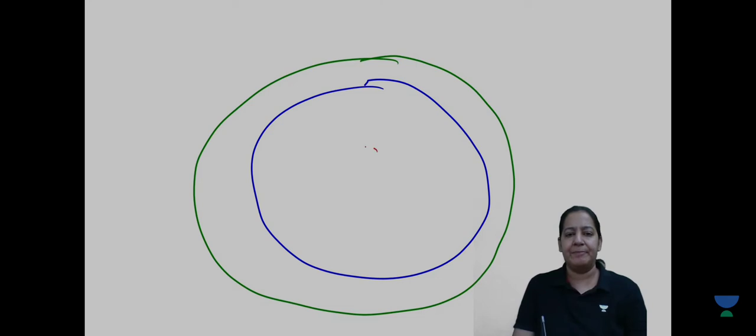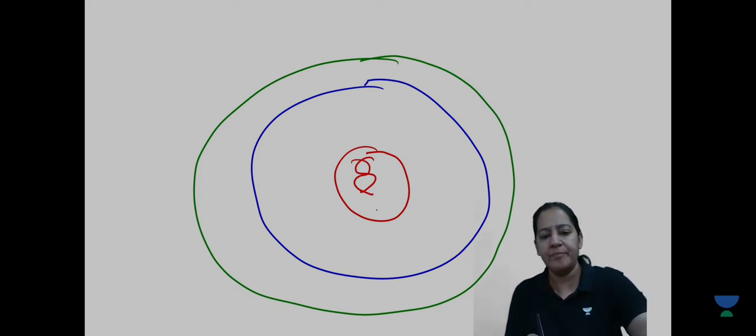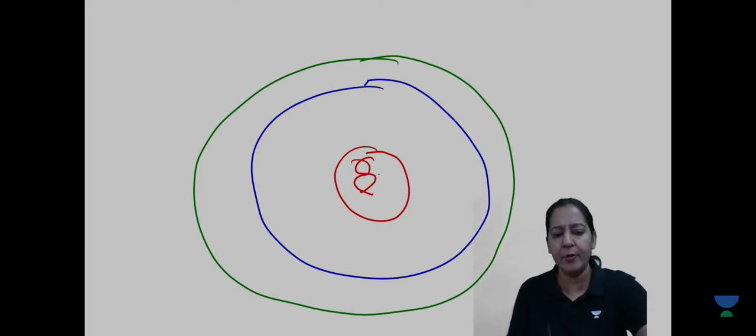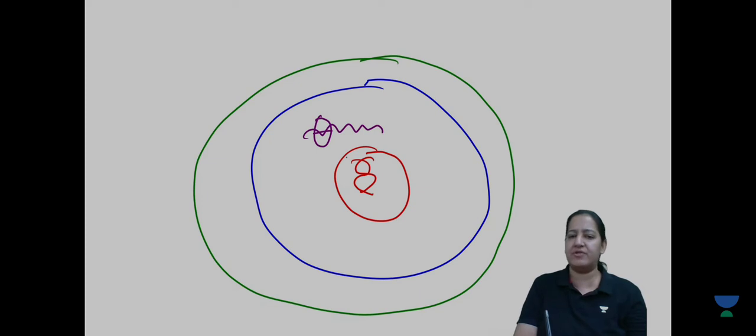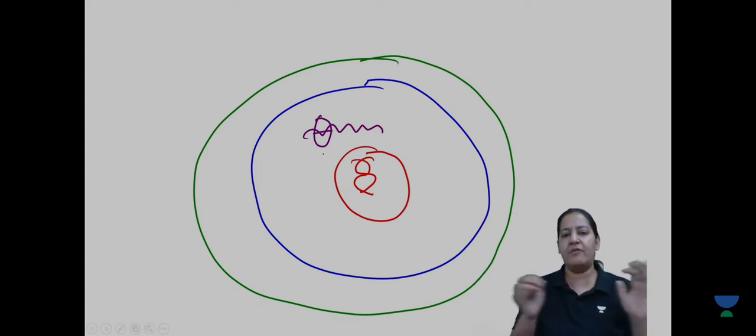Inside is the nucleus. Let me draw the nucleus. Inside the nucleus, this is the DNA. Can you see? This is the DNA. Inside the nucleus, this is the DNA, right? Now, see where protein synthesis takes place. This is a ribosome on which the protein synthesis takes place, right? Transcription, translation is taking place. So this is the cell of a bacteria.